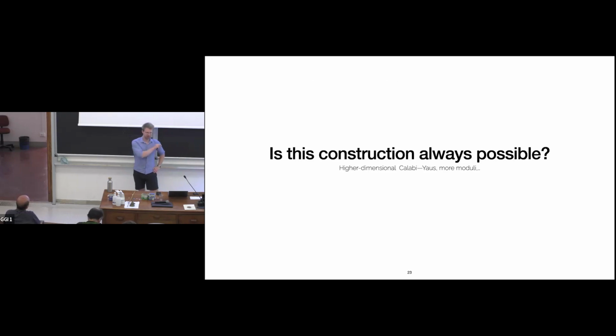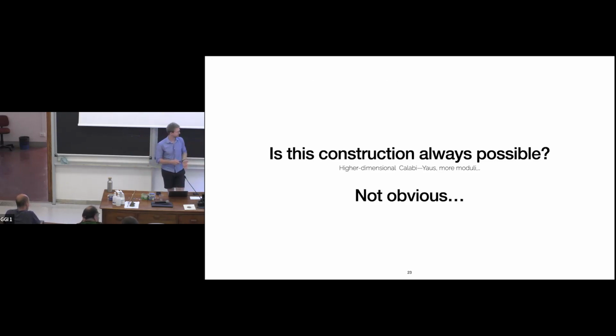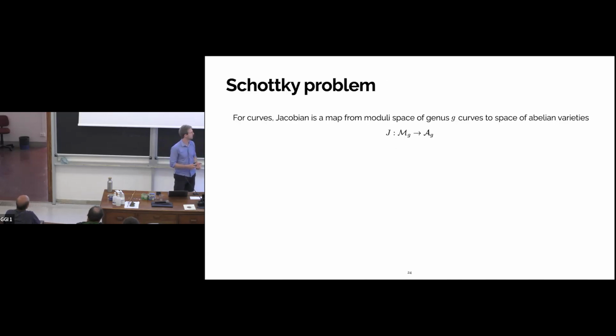So now to your question, what are the limitations on this kind of construction, particularly if you go to higher dimensional Calabi-Yaus or if you add more moduli, more parameters. This is to some extent not obvious, and it is related to something called the Schottky problem, which is a very classical problem in algebraic geometry. For algebraic curves, the Jacobian is a map from the moduli space of genus g curves to the space of abelian varieties.